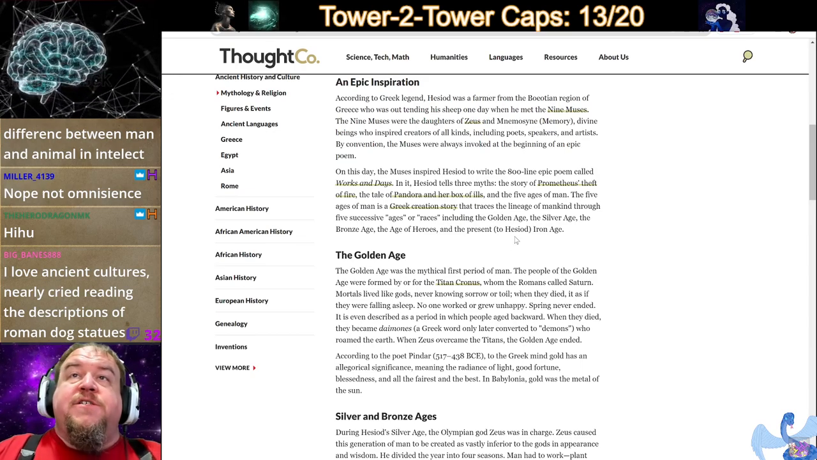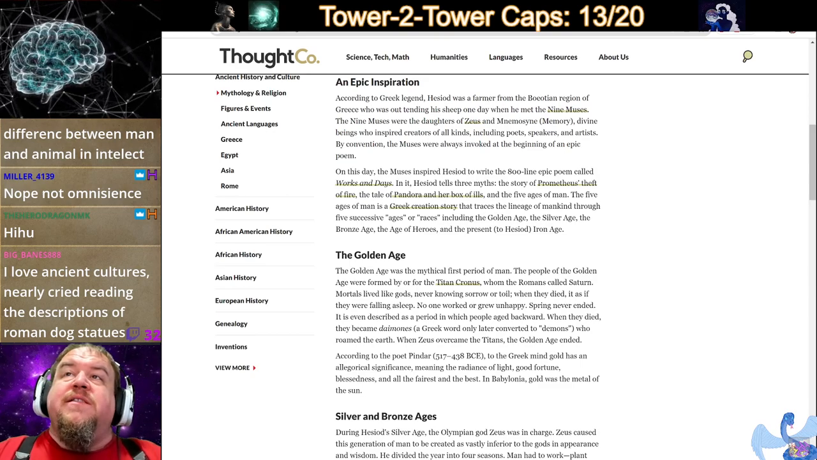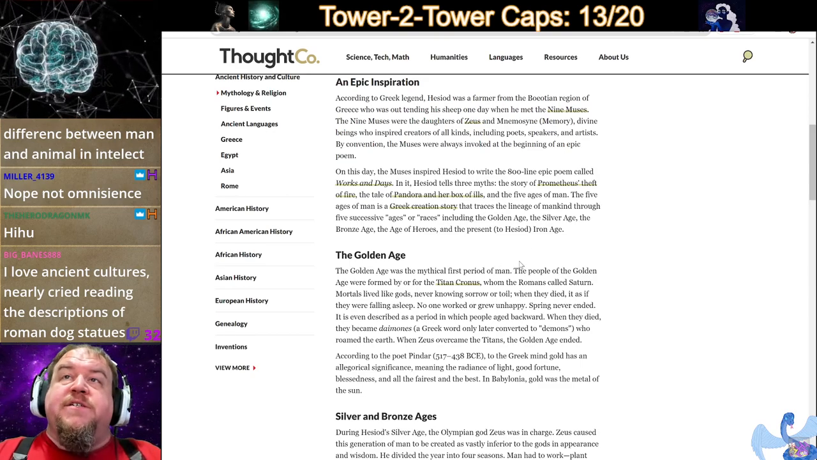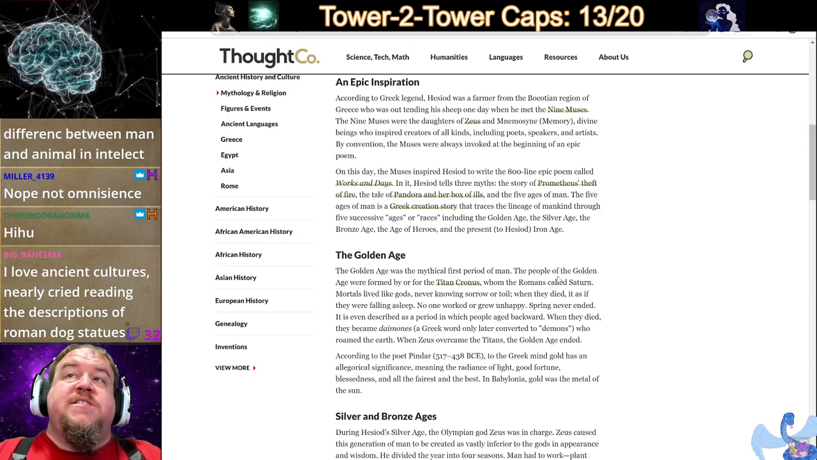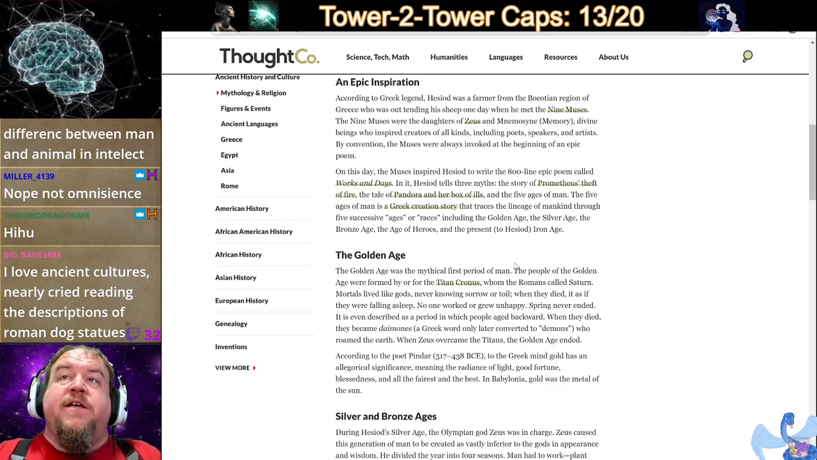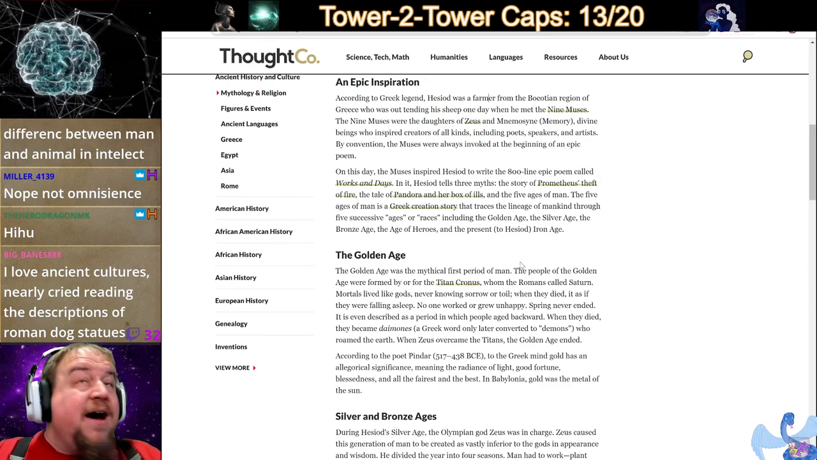The Ages of Man is a Greek creation story that traces the lineage of mankind through five successive ages or races, including the Golden Age, the Silver Age, the Bronze Age, the Age of Heroes, and the present to Hesiod, which is the Iron Age.